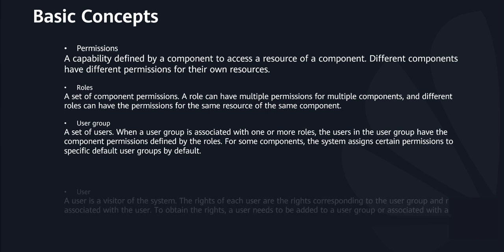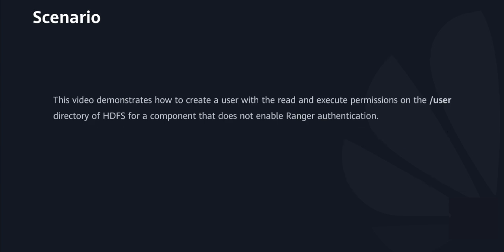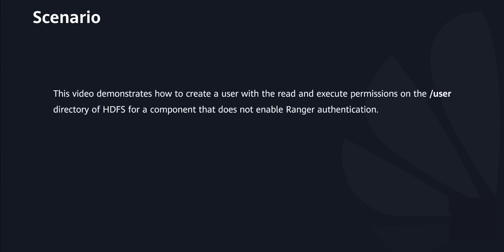For some components, the system assigns some permissions to specific default user groups by default. A user is a visitor of the system. The rights of each user are the rights corresponding to the user group and role associated with the user. To obtain the rights, a user needs to be added to a user group or associated with a role. This video demonstrates how to create a user with the read and execute permissions on the user directory of HDFS for a component that does not enable Ranger authentication.